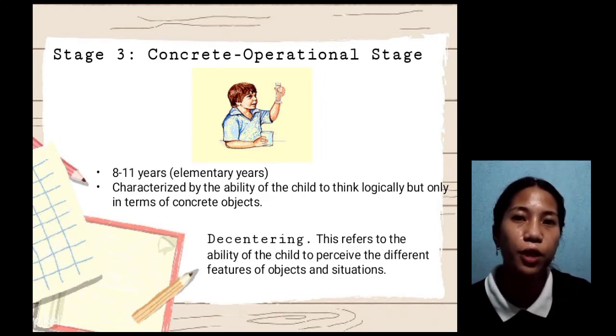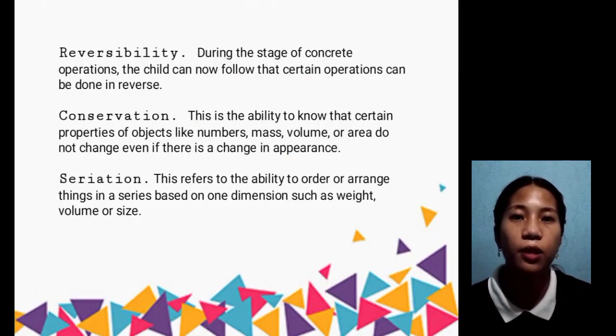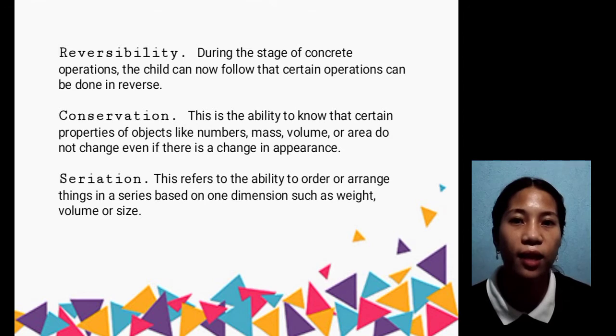Decentering. This refers to the ability of the child to perceive the different features of objects and situations. The child is no longer focused or limited to the one aspect or dimension. This allows the child to be more logical when dealing with concrete objects and situations. Reversibility. During the stage of concrete operations, the child can now follow that certain operations can be done in reverse. For example, they can already comprehend the commutative property of addition, and that subtraction is the reverse of addition.